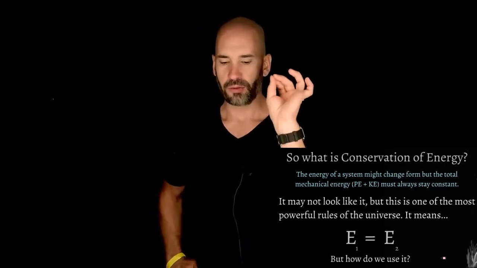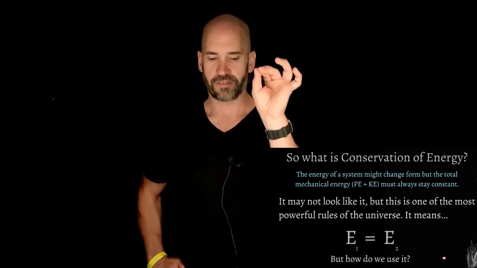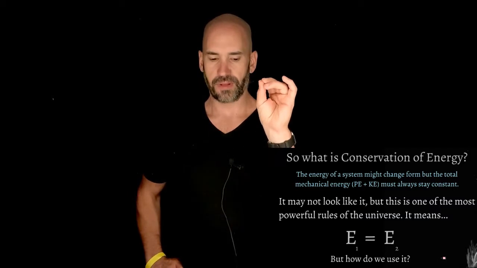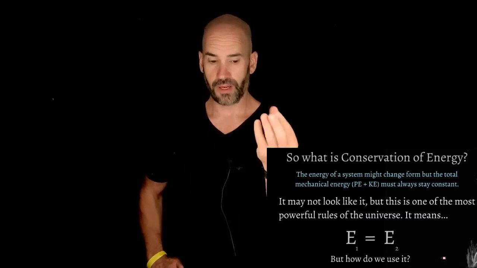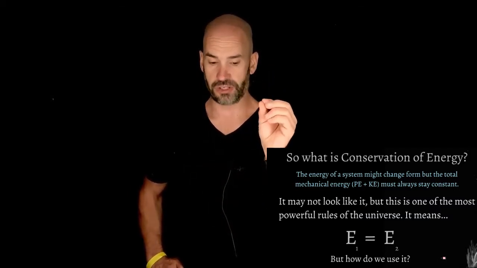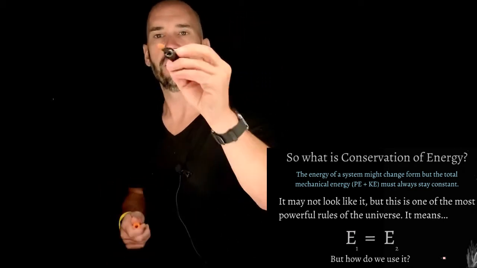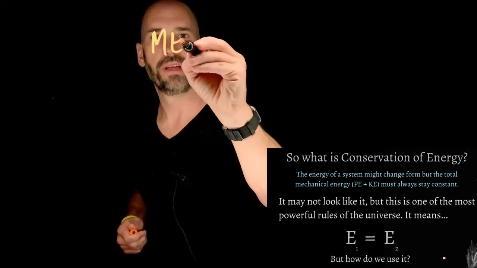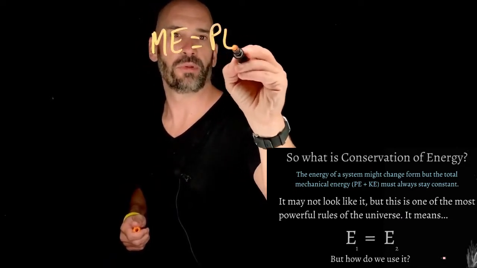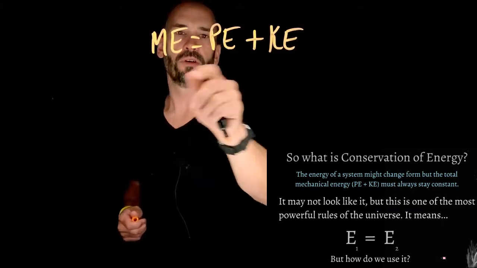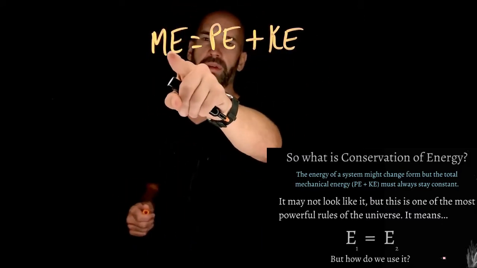Okay, so we've phrased it several ways so far, but I'm going to phrase it one more way. It's going to be the way that's on this slide that says, so what is conservation of energy? Conservation of energy is that the energy of a system might change forms, but the total mechanical energy must always stay constant. And mechanical energy is simply equal to the two types of energy that we've dealt with so far, potential energy and kinetic energy. I'll call mechanical energy ME.